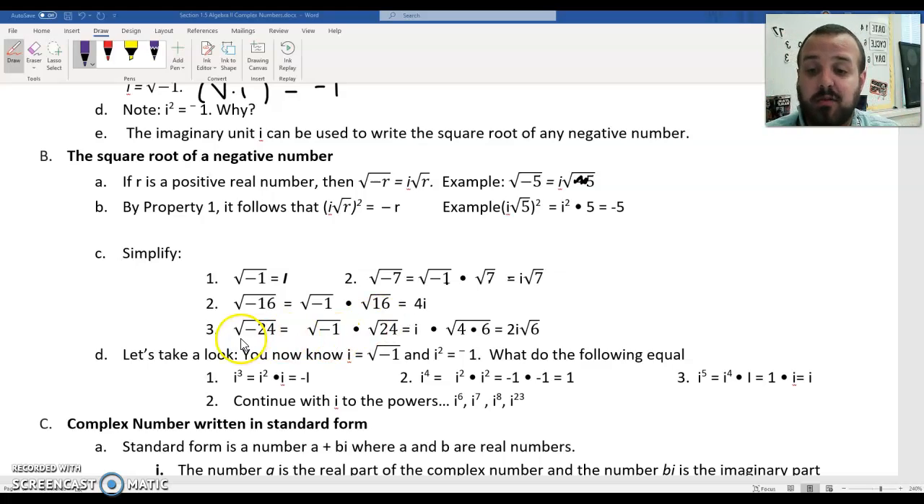This one down here, the square root of -24, I can rewrite that as the square root of -1 times the square root of 24. I know that the square root of -1 is i. The square root of 24 I can simplify and say, oh, that's 4 times 6. And so I end up with 2i square root of 6. Okay, go ahead and pull that out and do that, okay?